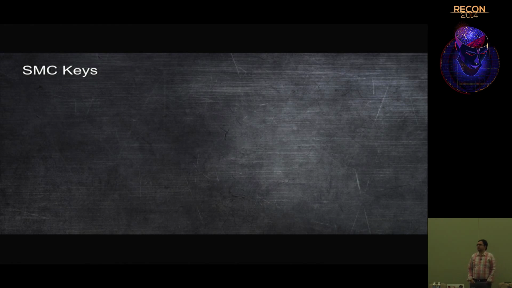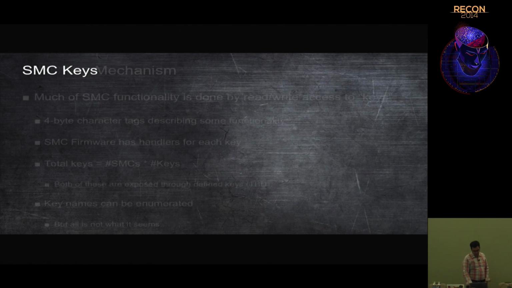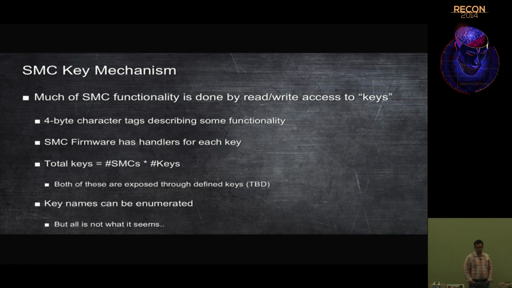So we mentioned earlier that there's these keys that you can read and write to. The keys are the primary way, other than the interrupts, through which the OS interacts with the SMC, and the SMC interacts with the OS. So the keys are basically 4-character byte tags, so ASCII usually, and they describe some sort of functionality. Now the SMC firmware has a handler for each tag, for each key. So you send it key 1, 2, 3, 4, and it's going to do something when it receives that key.